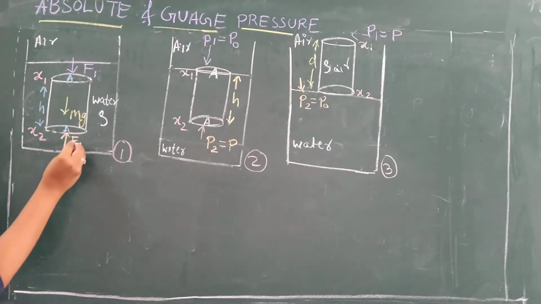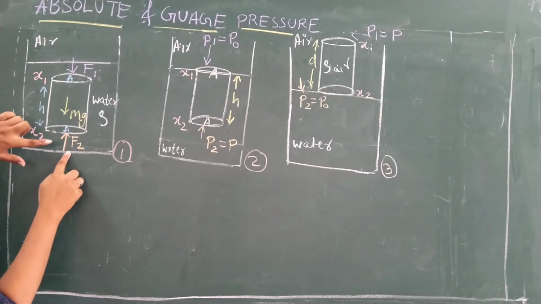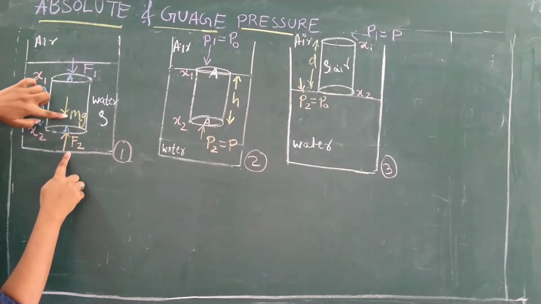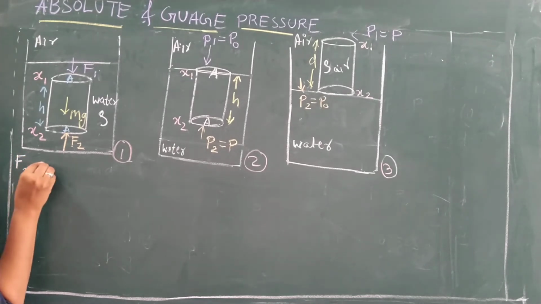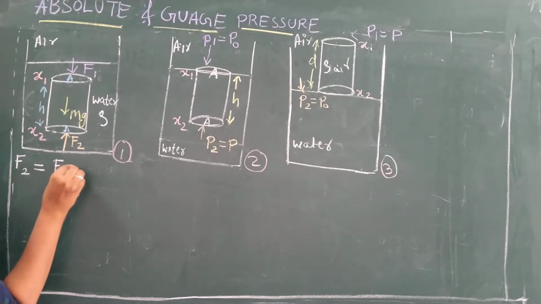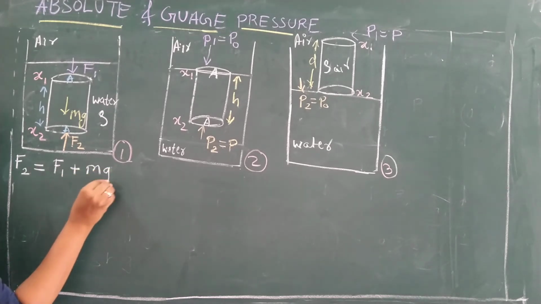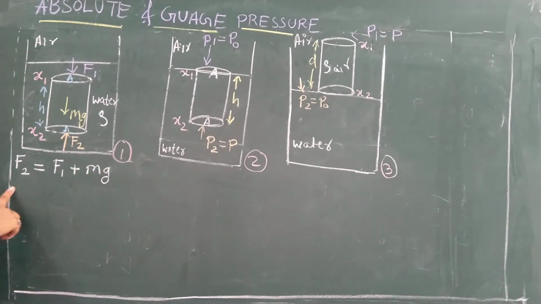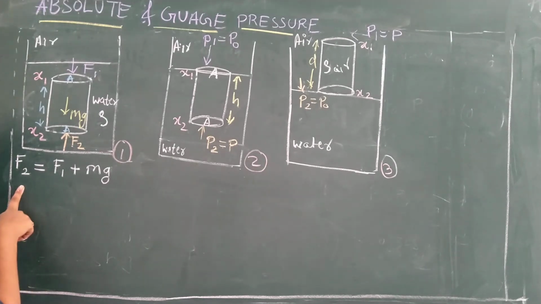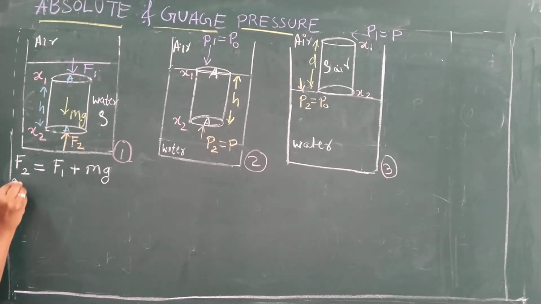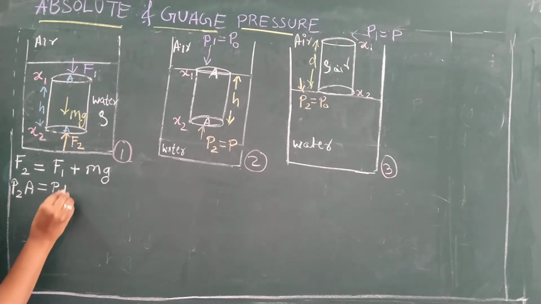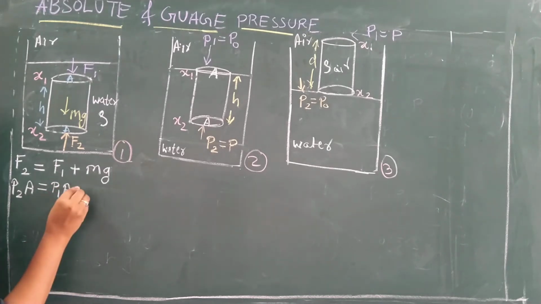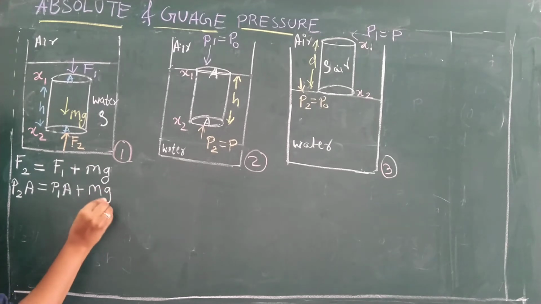Now here the equation can be written as this F2 can be balanced by F1 plus mg. So I can write the equation as F2 is equal to F1 plus mg. So now by the definition of pressure, this F2 can be written as P2 into A. Similarly, F1 can be written as P1 into A, plus m into g.